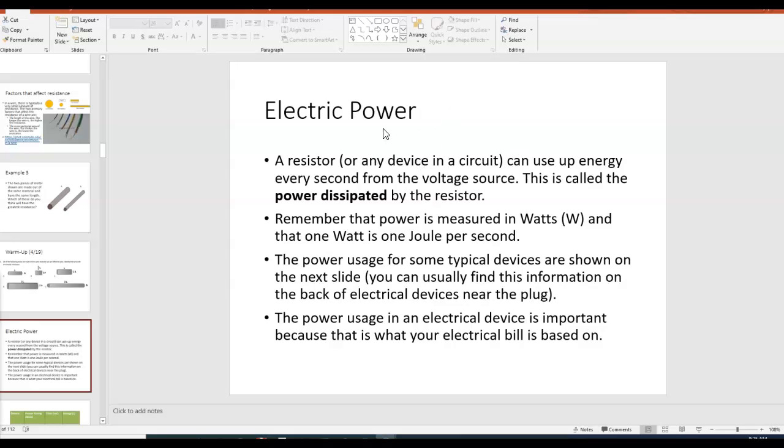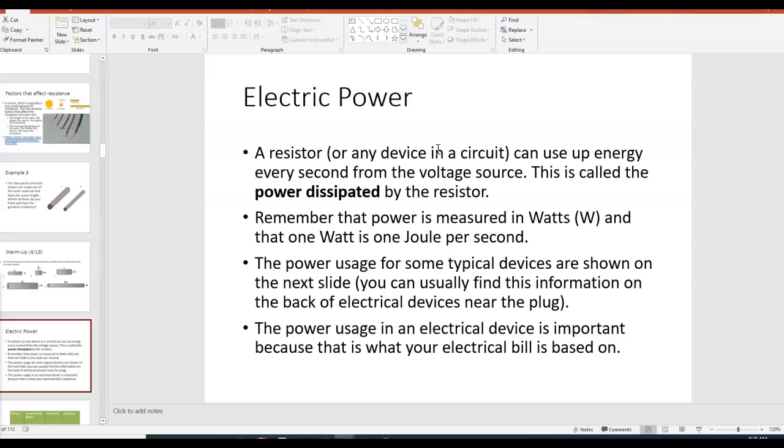All we're talking about is electrical power in this video, and then you're going to have a practice worksheet to work on with basic calculations. So let's talk about electrical power. Let me make this a little bit bigger so you can see.